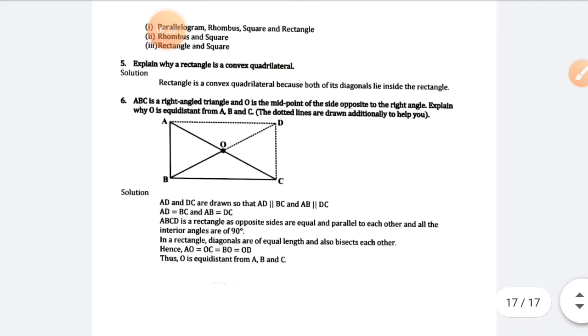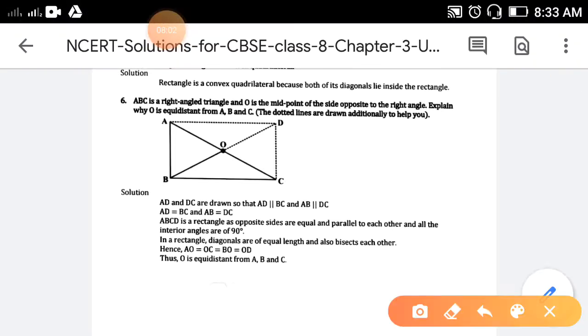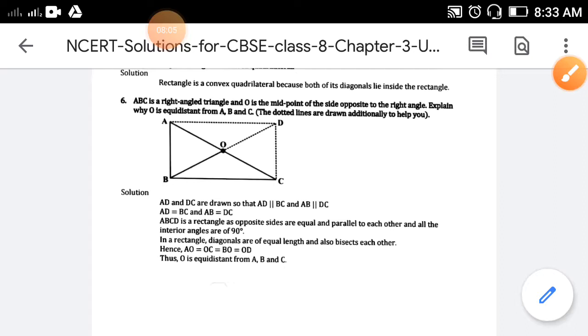Next, question number 5. Explain why a rectangle is a convex quadrilateral. Why is it a convex quadrilateral? Because both of its diagonals lie inside the rectangle. If diagonals lie outside the rectangle or any figure, then it is a concave quadrilateral. And the last one, that is a very easy example, I will give you as homework.